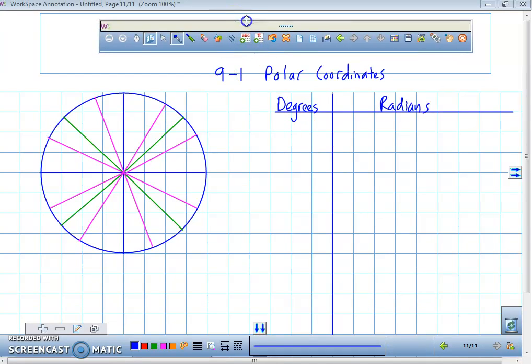We're going to be continuing with polar coordinates. Right now what we're going to do is what's called a unit circle right here, and kind of help you understand how to go from degrees to radians. We talked about this yesterday. We're just going to quickly go over this right now.